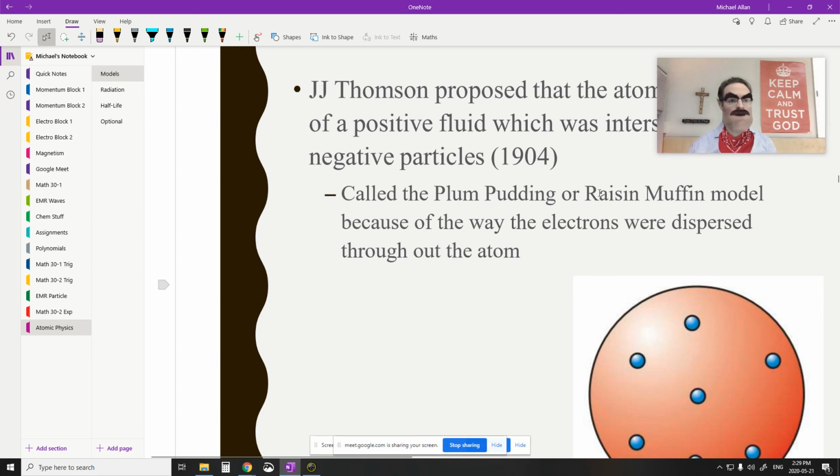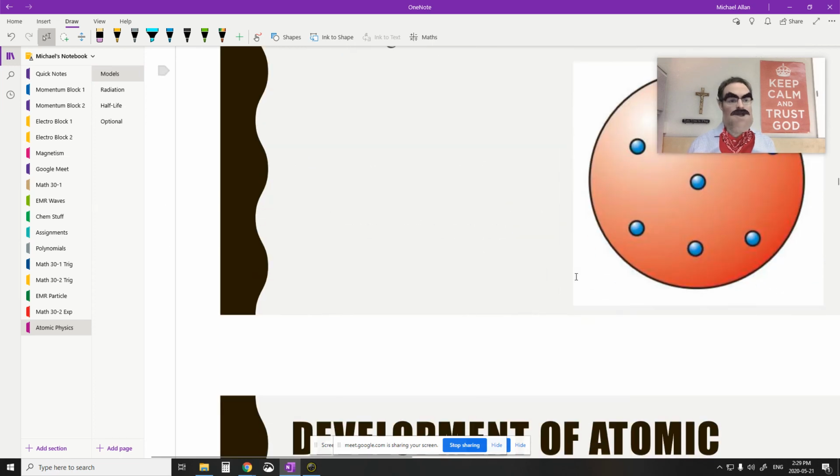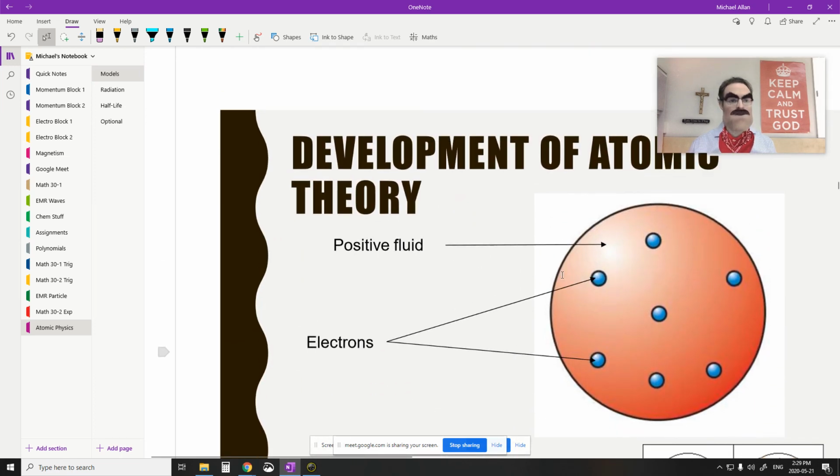So this plum pudding model, or the raisin muffin model, right? Where these negatively charged particles, you can see here, these little blue things are the negatively charged particles, which we know are electrons now, are inside of this kind of fluid of positiveness. Here's a better picture, right? I have it labeled. Now, at this point, he doesn't know about protons. He doesn't know about neutrons. He just knows that there are these negatively charged particles inside them that he can get out. But he doesn't know what makes up the rest of the atom. So the atom itself, to him, is just positive fluidness.